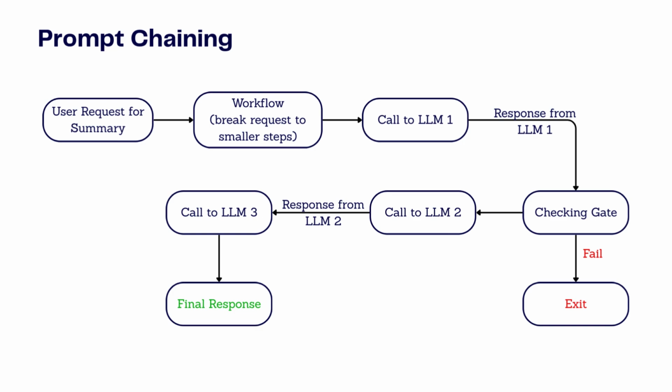Here's how prompt chaining works. Each step in the process is an individual LLM call, and the output from one step becomes the input for the next. You can also add checks in between, sometimes called gates. These gates act like quality controls, making sure the process stays on track before moving forward. The workflow will exit if the check fails at any step. If the check passes, then it moves to the next step. After completion of all the steps, the final response is returned to the user.